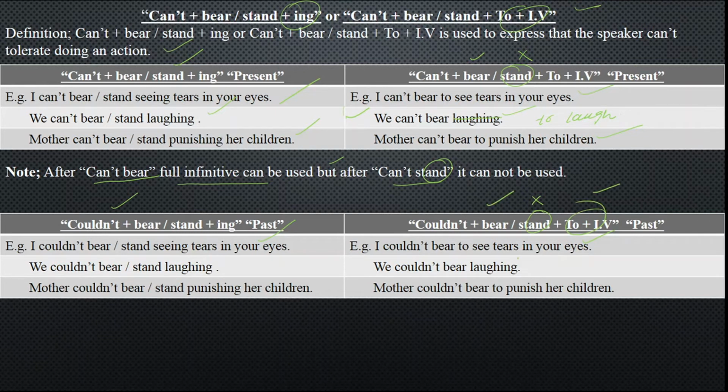And we couldn't bear or stand laughing. We couldn't bear to laugh. Mother couldn't bear or stand punishing her children. Mother couldn't bear to punish her children. This should be in your mind, that to plus first form of the verb will always be followed by bear, but not stand, and this is the past. Hope you got this one. Let's discuss the next slide.